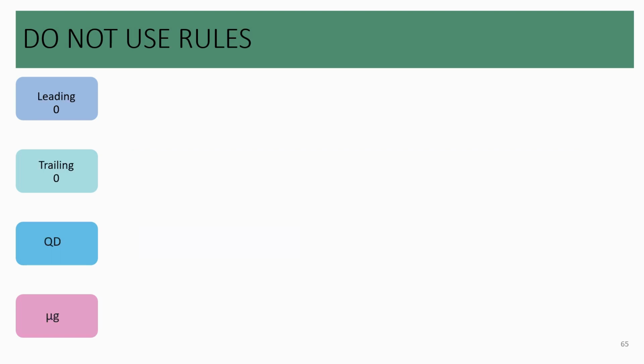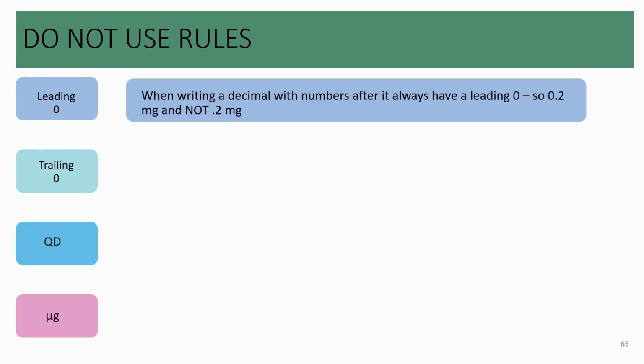Okay, next up is something we call a leading zero, and then we'll talk about the trailing zero. So in writing a decimal with numbers, it should actually have a leading zero. So when you're going to write something that is less than 1, you should do it with a 0 before the decimal point. So you're looking at 0.2 milligrams and never just writing .2 milligrams. And that's just so we don't mistake .2 for 2, which are very different doses when it comes to medications.